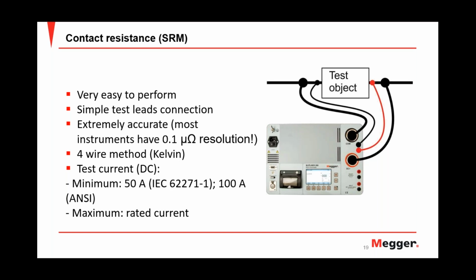ANSI standards require at least 100 amps, and some manufacturers will require, even in their test procedures, even higher currents to be injected, sometimes up to the rated current of the circuit breaker. This is to prevent erroneous high readings due to contact contamination, corrosion, and insulating material between contacts. So at least 50 amps or 100 amps for the ANSI standards is a good figure to remember.